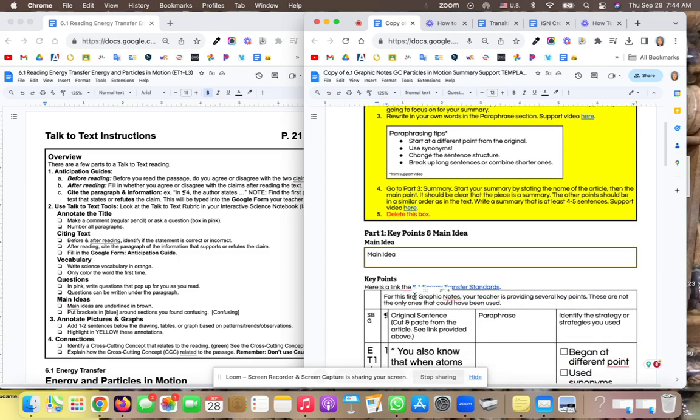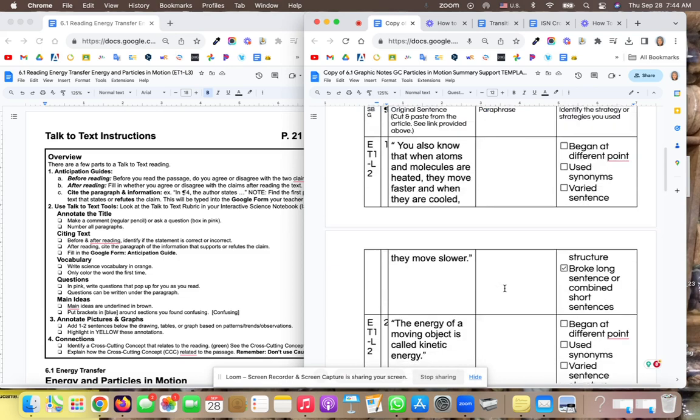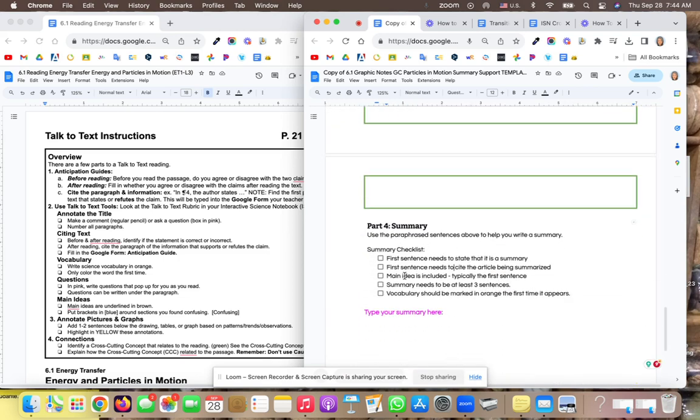So you have to do part 1 first in order to have your main idea in focus, maybe some of the things you've read that you think you want to focus on, and you've kind of put them in your own words. So you are going to be actually summarizing stuff in the final section. So let's go down to part 4. So there's a checklist here.